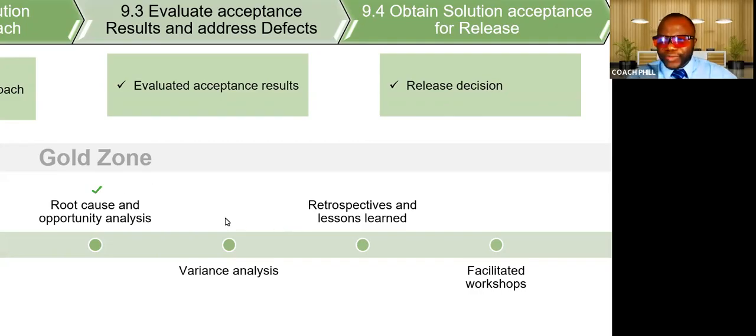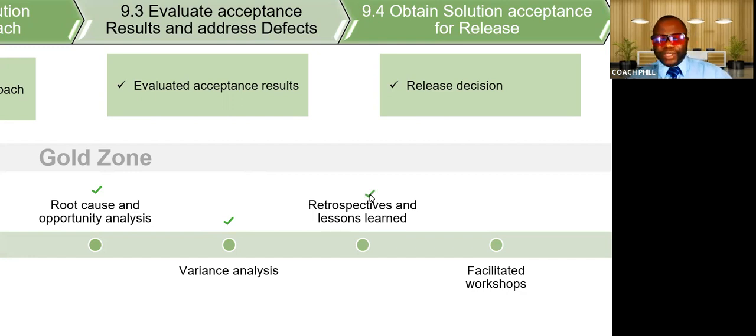The next one is variance analysis. We've talked about this. It's really a comparison of actual versus planned. What was planned and what actuals did you get? Or what is the baseline saying? And what are the actuals? Why is there variance?